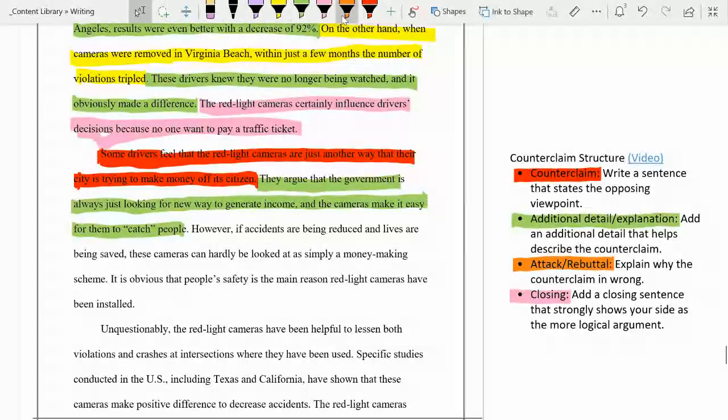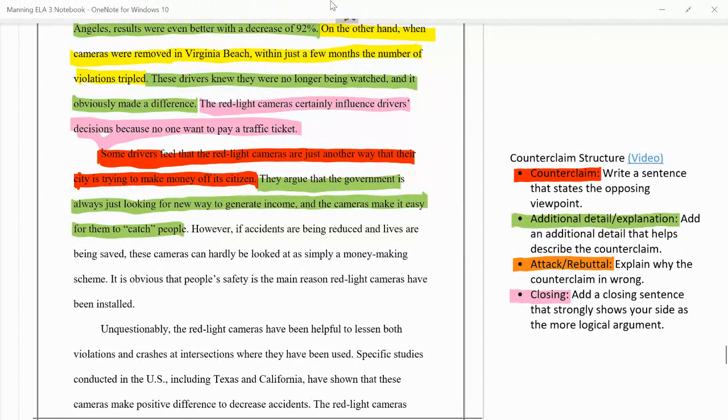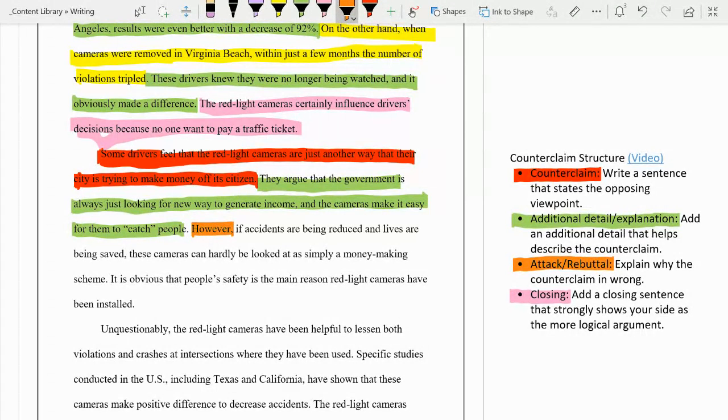Now, look at this transition word here. "However." Now I'm going to go into my attack, my rebuttal, and explain why saying that towns are just trying to catch people is wrong. "However, if accidents are being reduced and lives are being saved, these cameras can hardly be looked at as simply a money-making scheme." So I proved them wrong. I said, okay, you're really worried about the city making money, but they save lives, so it is still important. And then finally, I have my closing sentence.